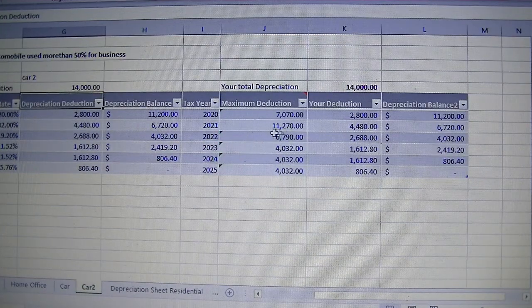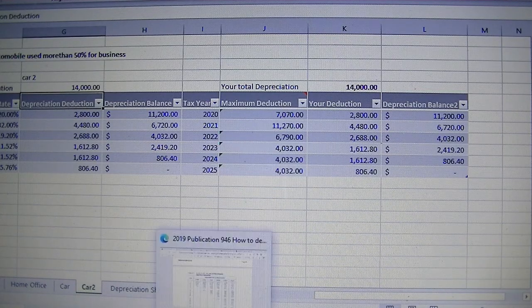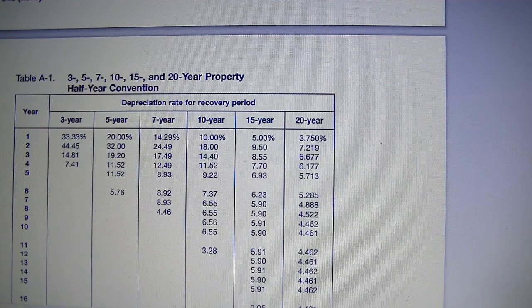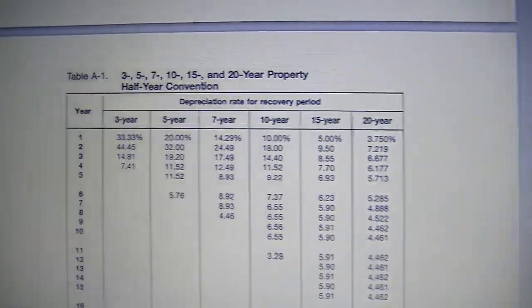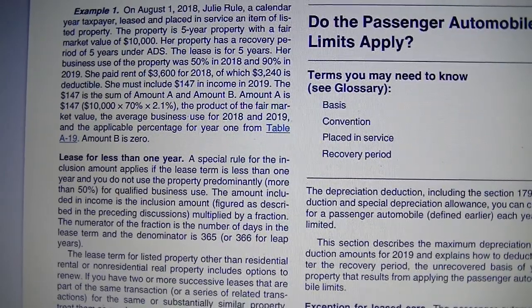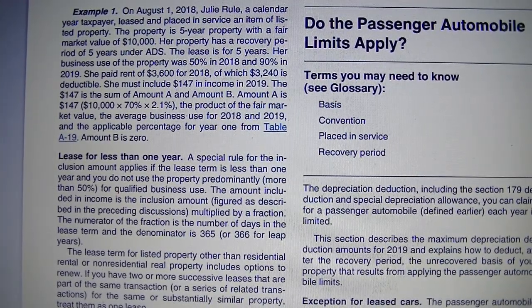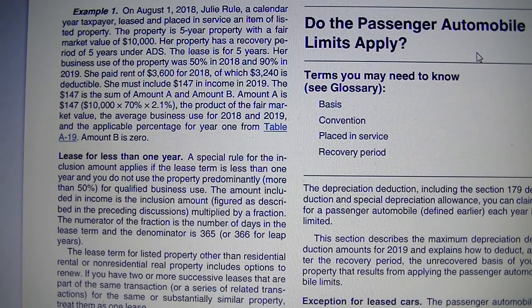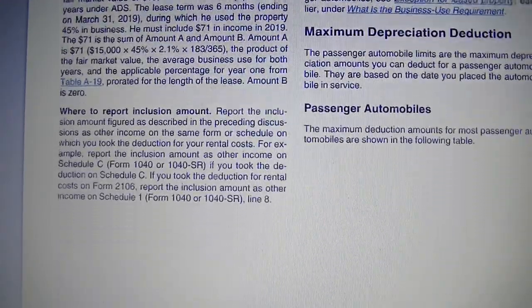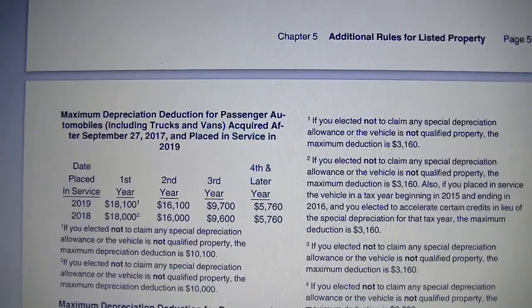We enter the section here, but you can find the maximum depreciation deduction on Publication 946, page 50, page 60, for passenger automobiles. So you can look at the latest version of Publication 946, but this one is 2019. The 2021 has not been released yet as of February 2021.